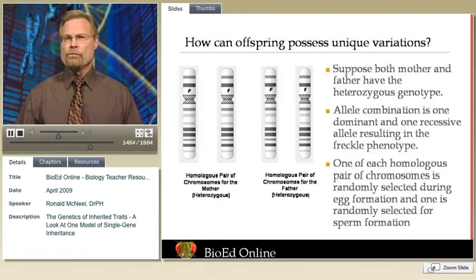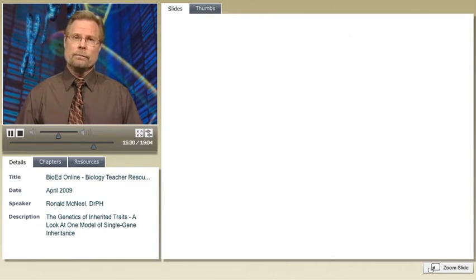If you will remember from our meiosis discussion, one chromosome from each homologous pair is randomly selected for egg formation, and the same is true for sperm formation. Based on the parent's genotype for freckles, each parent will contribute either a dominant allele or a recessive allele to the respective gamete. For freckles, we would represent this by indicating that each parent would contribute either an uppercase F allele or a lowercase f allele.